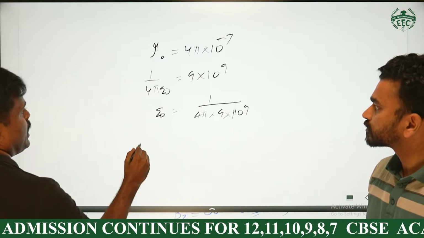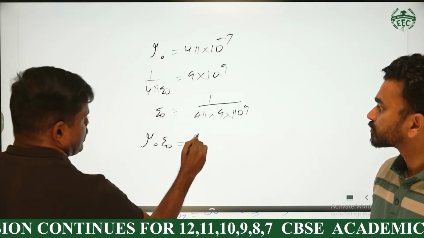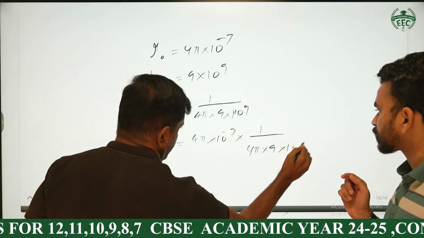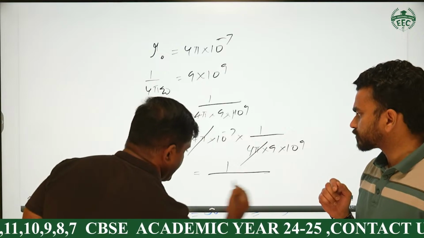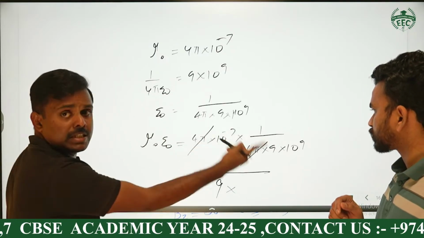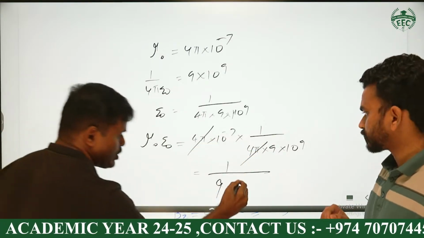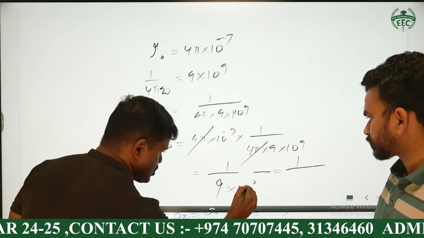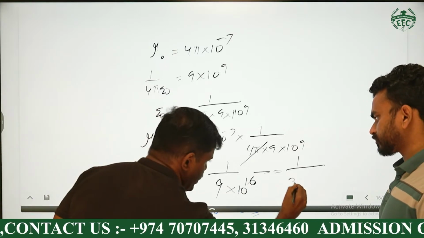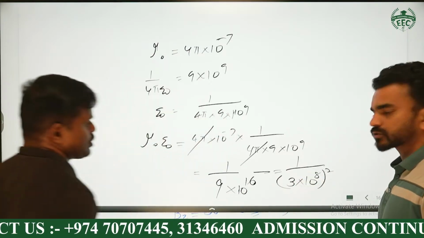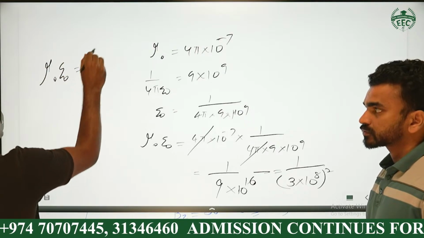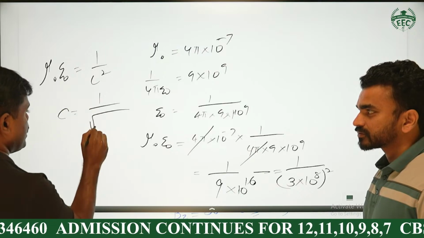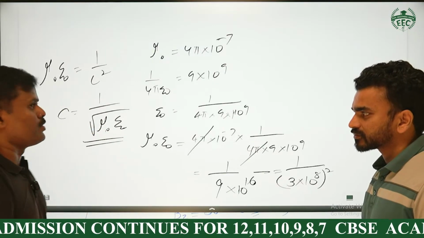So if you multiply mu 0 into epsilon 0, what do I get? 4 pi into 10 power minus 7 into 1 by 4 pi into 9 into 10 raised to 9. So 4 pi cancels, you get 1 by 9 into 10 raised to 16. This is actually 3 into 10 to the power 8 the whole square. So you get mu 0 epsilon 0 is equal to 1 by c square. Cross multiply, c square will be 1 by mu 0 epsilon 0. C is 1 by root of mu 0 epsilon 0.